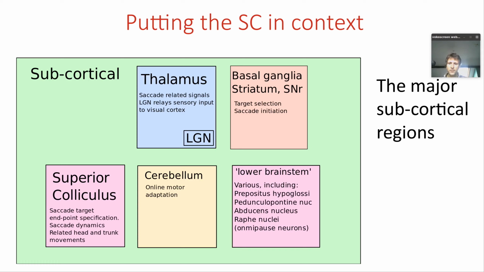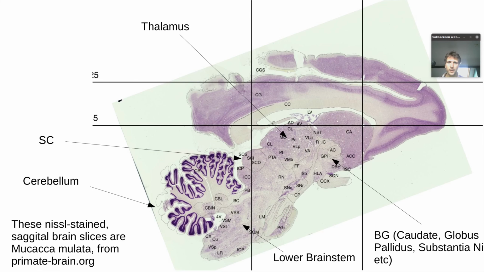The cerebellum is a very important part of the brain, and it's involved in motor adaptation, keeping your eye movements accurate. And then, of course, the lower brainstem is involved because at some point we've got to get the motor neurons, for example, those in the abducens nucleus, to fire and drive the rectus muscles to move the eye.